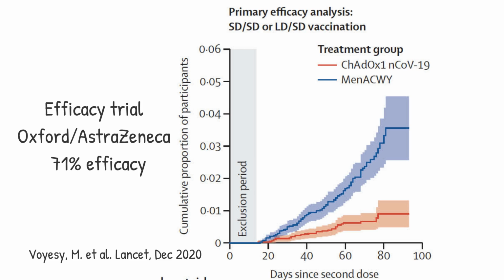The trial has 23,848 participants from the United Kingdom, Brazil, and South Africa, and requires 2 doses of vaccine. Control subjects received the meningococcal vaccine or saline. As you can see, the vaccine was protective. Compare the blue meningococcal vaccine recipients to those receiving the adenovirus, the orange line. These preliminary studies demonstrate the efficacy to be 71%.